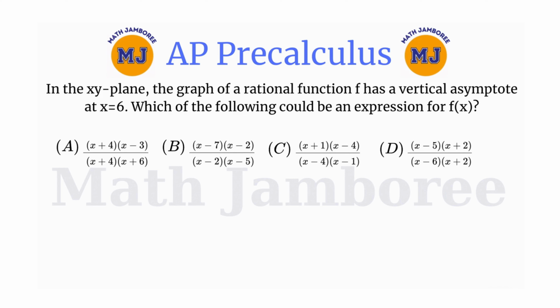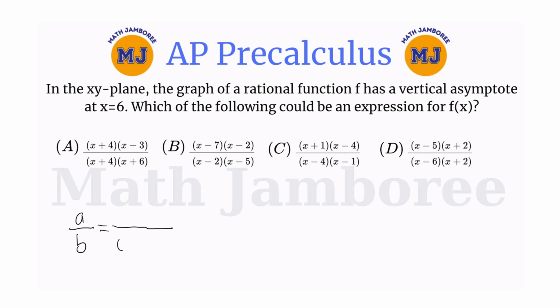So if you're talking about a rational function, rational functions consist of a numerator and a denominator. And the vertical asymptote means it's all about the denominator. In the denominator, we must have an expression that, when you make it equal to 0 and solve it for x, must give you 6.